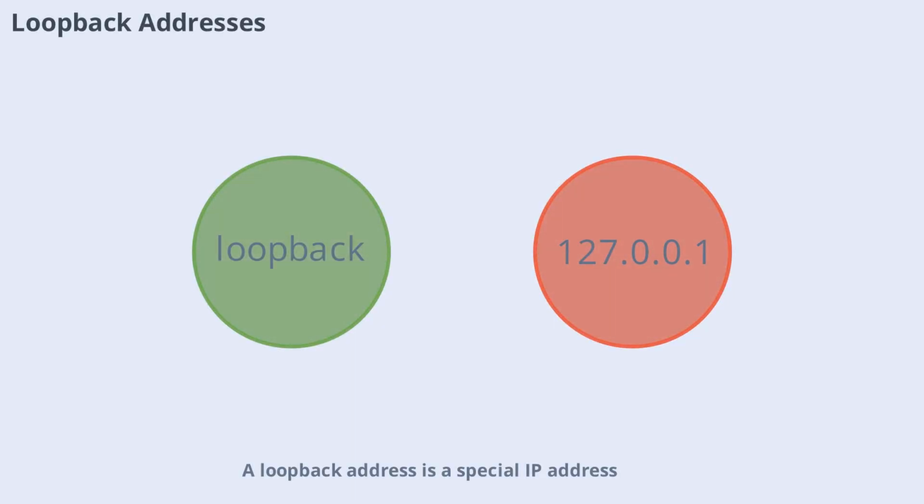Loopback address is a special IP address that a device uses to send data to itself. The most common loopback address is 127.0.0.1 in IPv4. This is useful for testing and troubleshooting network software, as it allows you to check if your device's networking stack is working properly without needing to connect to another device.